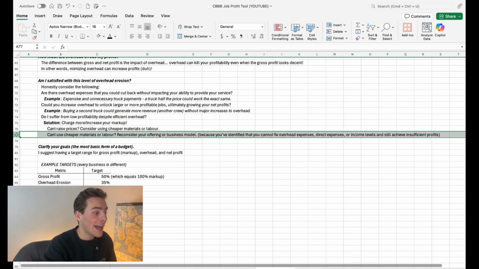And if you can't use cheaper materials or labor, well, then you have a business model that just isn't a very profitable one. You're saying you don't have the flexibility, or you've optimized your overhead. You can't minimize your expenses anymore. You can't charge more to compensate for doing the project. And you can't minimize the direct expenses like labor or material because they might sacrifice the quality or your target market won't pay for it.